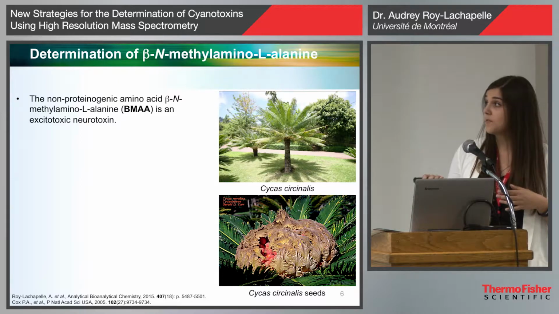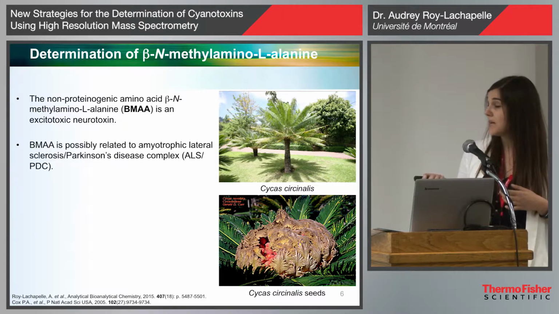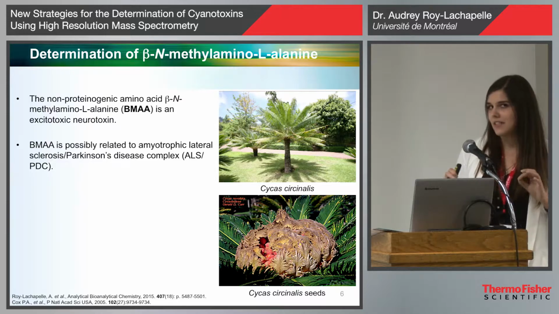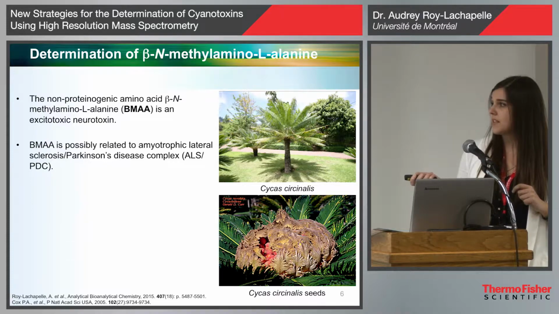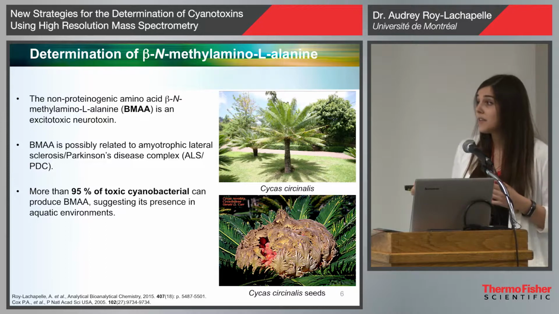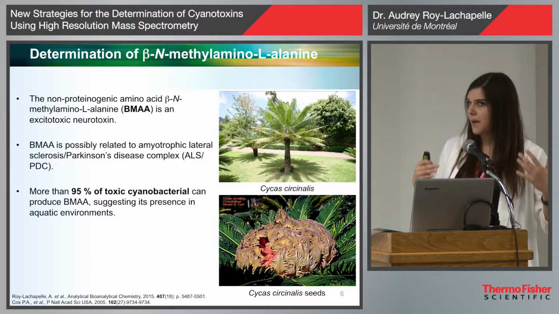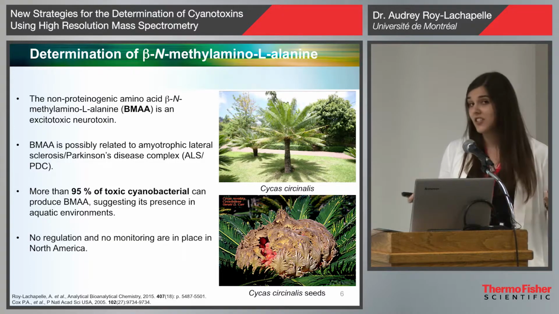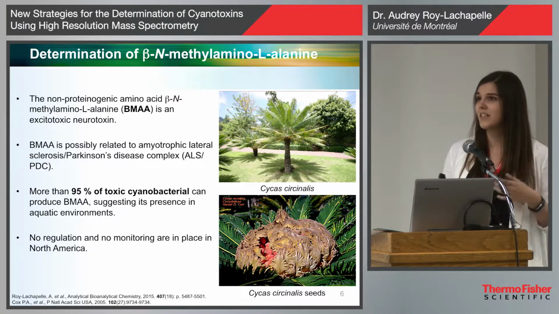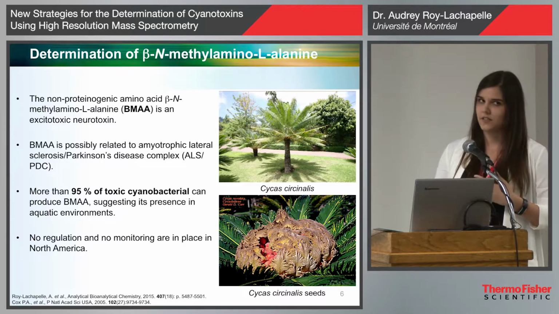The first toxin I will present is one of the less known, BMAA, which is a non-proteinogenic amino acid, and possibly, it's still controversial, linked to amyotrophic lateral sclerosis and the Parkinson's disease complex called Guam disease. We know that more than 95% of toxic cyanobacteria are BMAA producers, but there's no regulation nor monitoring program for this toxin for many reasons. There's a lack of knowledge about its toxicity, and also it's really difficult to analyze.